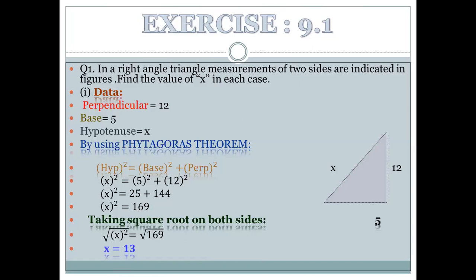25 plus 144 is 169. After taking the square root, you see that the value of x is equal to 13 centimeter.